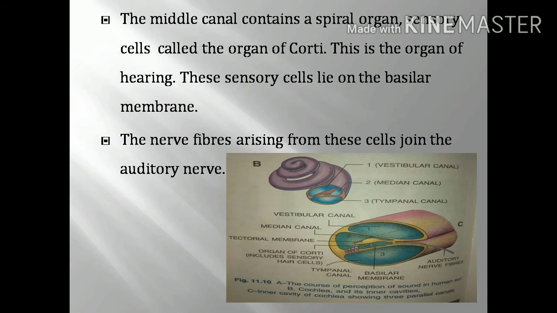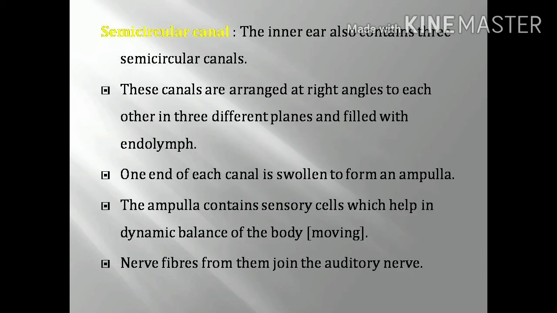The inner ear also contains 3 semicircular canals. These canals are arranged at right angles to each other in 3 different planes and are filled with endolymph fluid. One end of each canal is swollen to form an ampulla. The ampulla contains sensory cells which help in balance of the body while moving. Nerve fibers arise from these cells and join the auditory nerve.